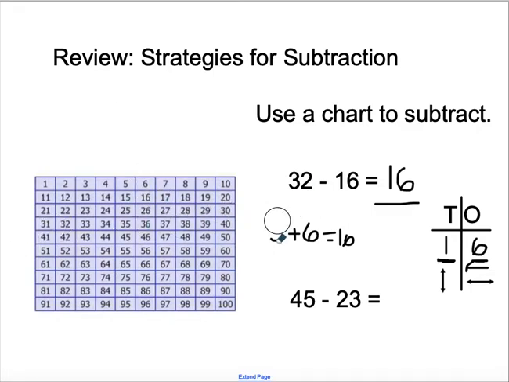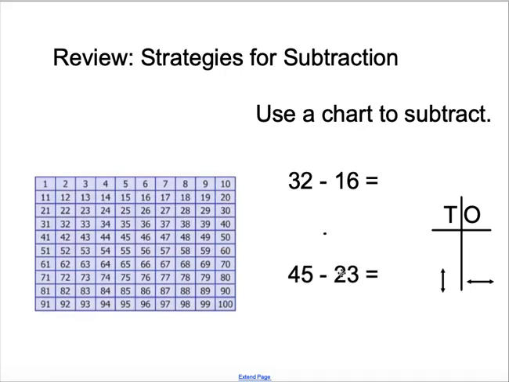Now, I'd like you to try this in your notebook. Use the hundreds chart to subtract 45 take away 23. You could either count up or count back to find the difference. Please put this on pause and then we'll go over it.